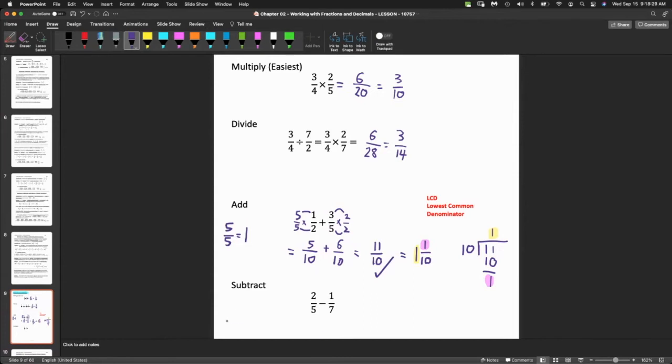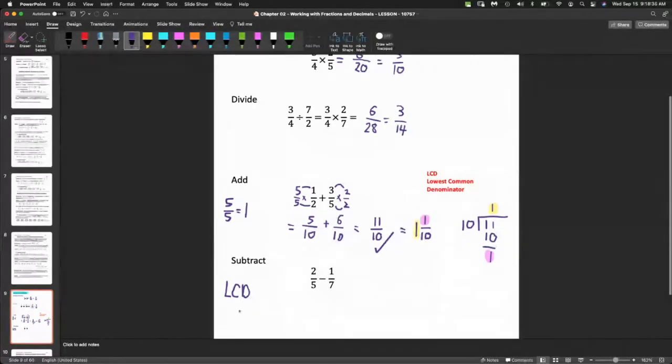What's the lowest common denominator for the second one? Awesome. 35. Very good. So I need to multiply the first one by 7 over 7 to turn that 5 into a 35, but also to balance it out. The second one I need to multiply by 5 over 5 so that I can get this to 35 as well, but I must also multiply the top by 5.